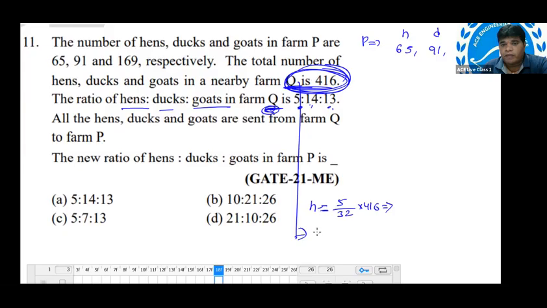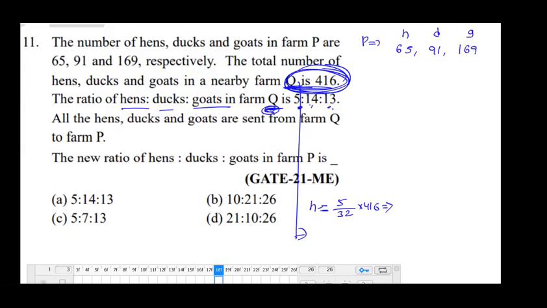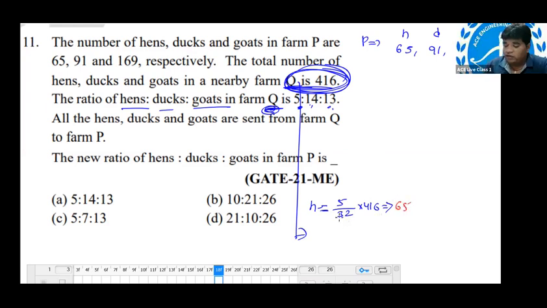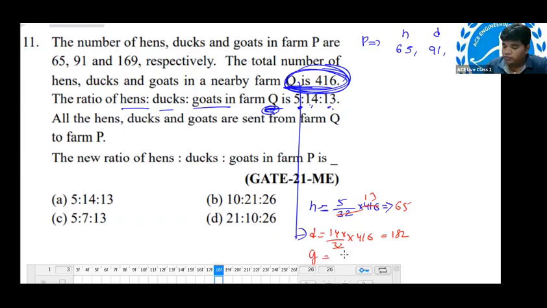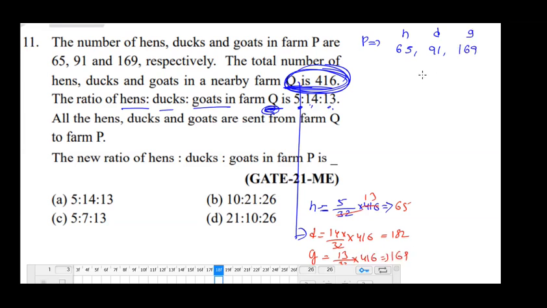Pawan, tell me. Yes, sir. 65, sir, already calculated. Okay, so hens are 65. Next, ducks. 182, sir. Goats. 169, sir. Okay, now calculate, all of you.